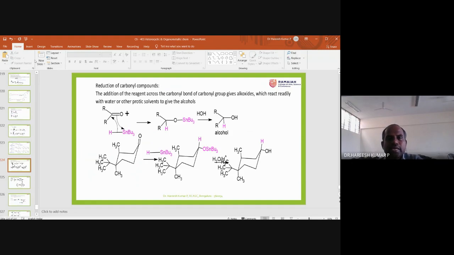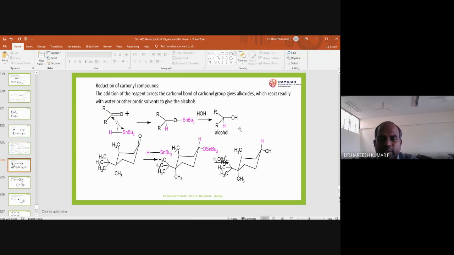Okay. So here, reduction of carbonyl compounds. The addition of the reagent, this is the reagent, across the double bond. So what it means: hydrogen will add to the more substituted carbon atom, and tin will add to the oxygen. So that is how an intermediate is obtained. This intermediate on hydrolysis, meaning breakage here, is how an alcohol is obtained.